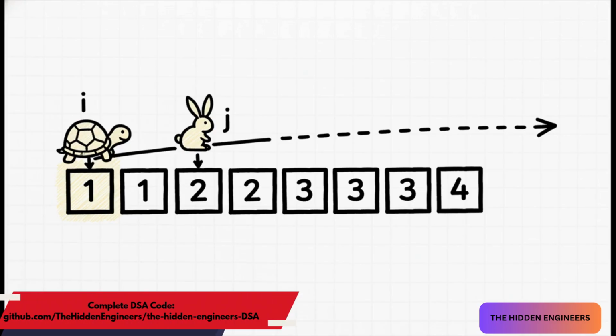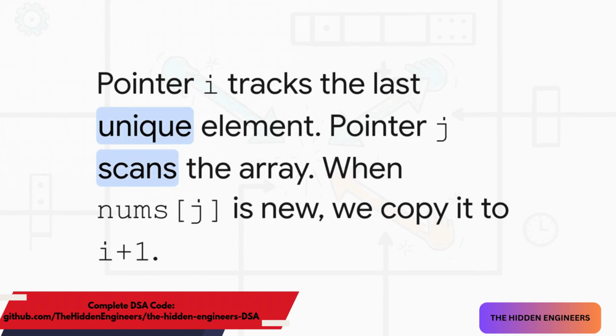We have pointer I, which is our slow pointer. It's going to mark the spot for the next unique number we find. And then we have pointer J, our fast pointer, which just zooms ahead through the array looking for new, unique values. The logic is actually pretty simple when you think about it.